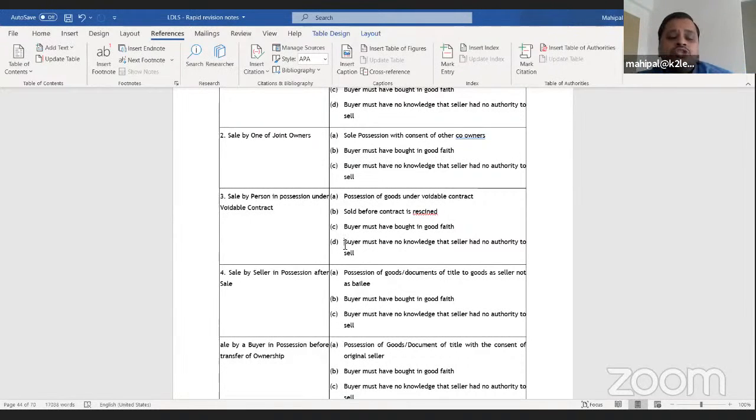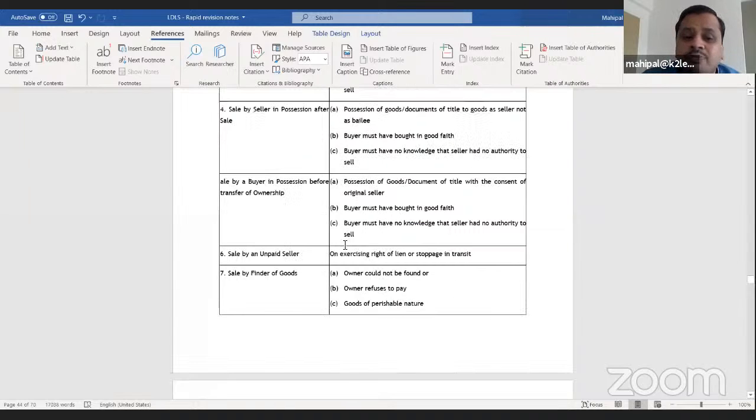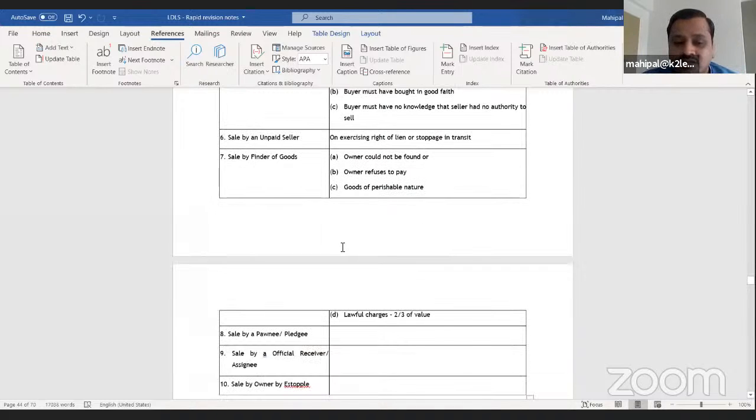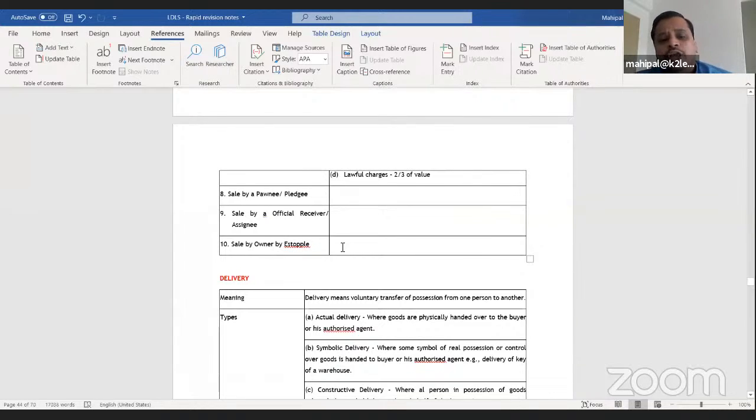Number 5, sale by possession: seller in possession of goods after sale. Sale by buyer in possession of goods before the ownership is transferred. Sale by unpaid seller, and sale by finder of lost goods. Sale by pawnee or pledgee, sale by official receiver, and sale by owner by estoppel. So these are the exceptions.